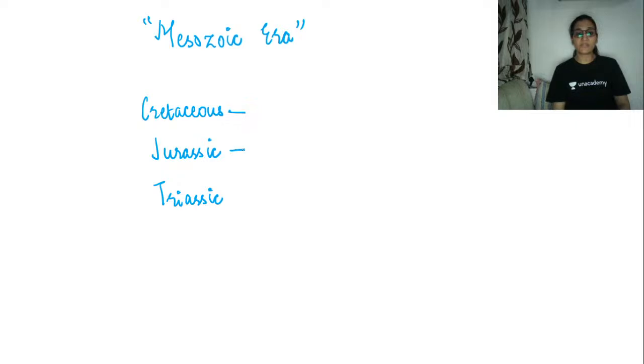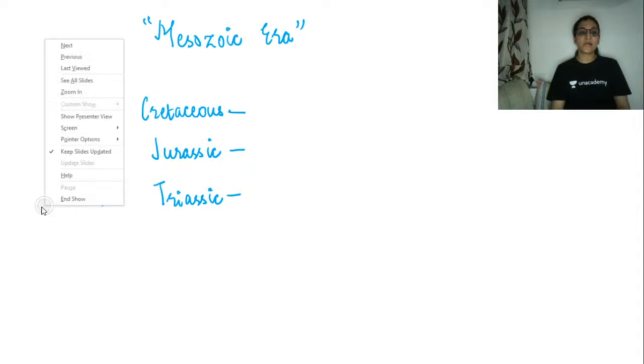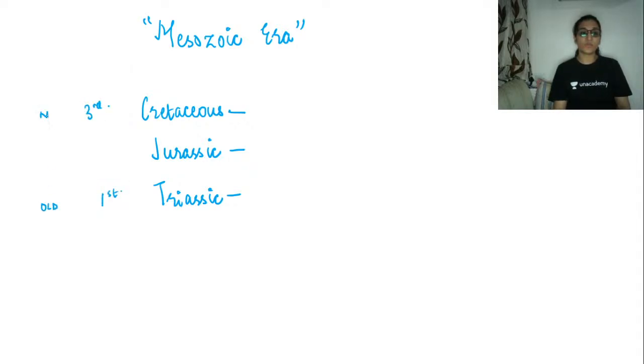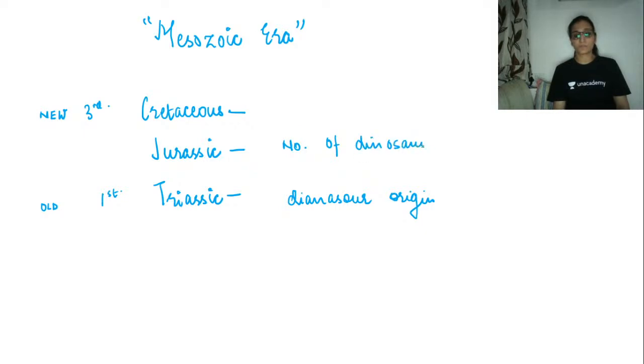So in Cretaceous, what happened? In Jurassic, what happened? And in Triassic, what happened? Triassic is the first one and Cretaceous is the last one. So this is the oldest, and this is the new. Triassic is the origin of dinosaurs. And in Jurassic, the number of dinosaurs was highest, it increased, and in Cretaceous, extinction of dinosaurs. This is the Mesozoic era.